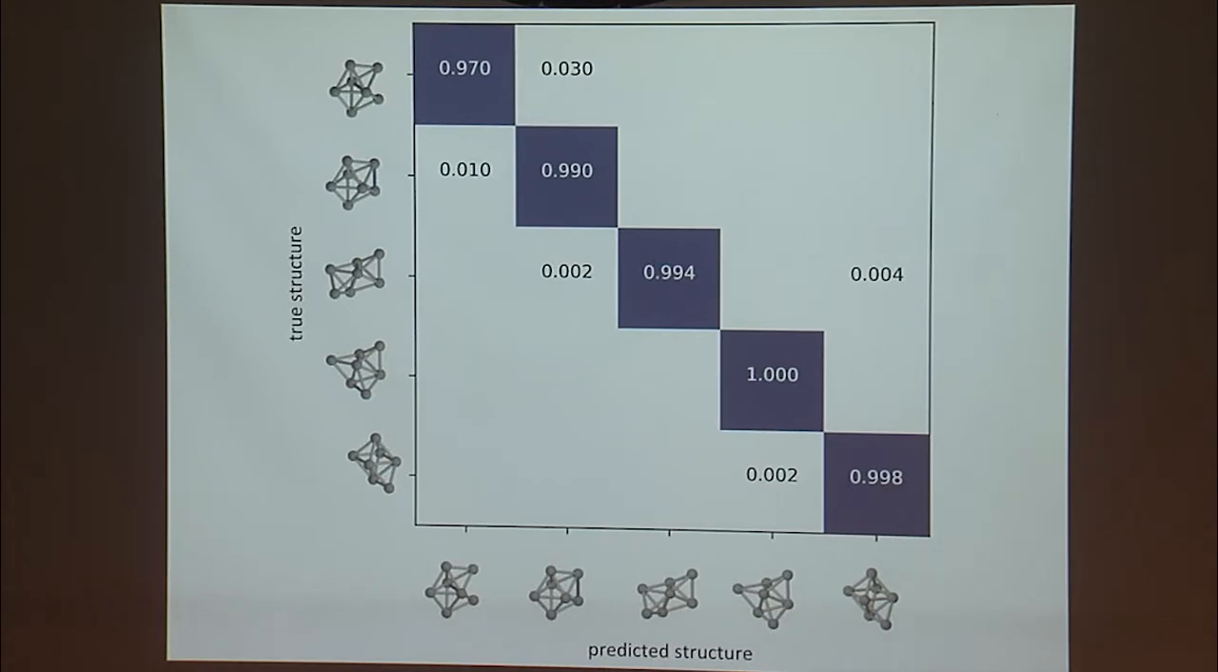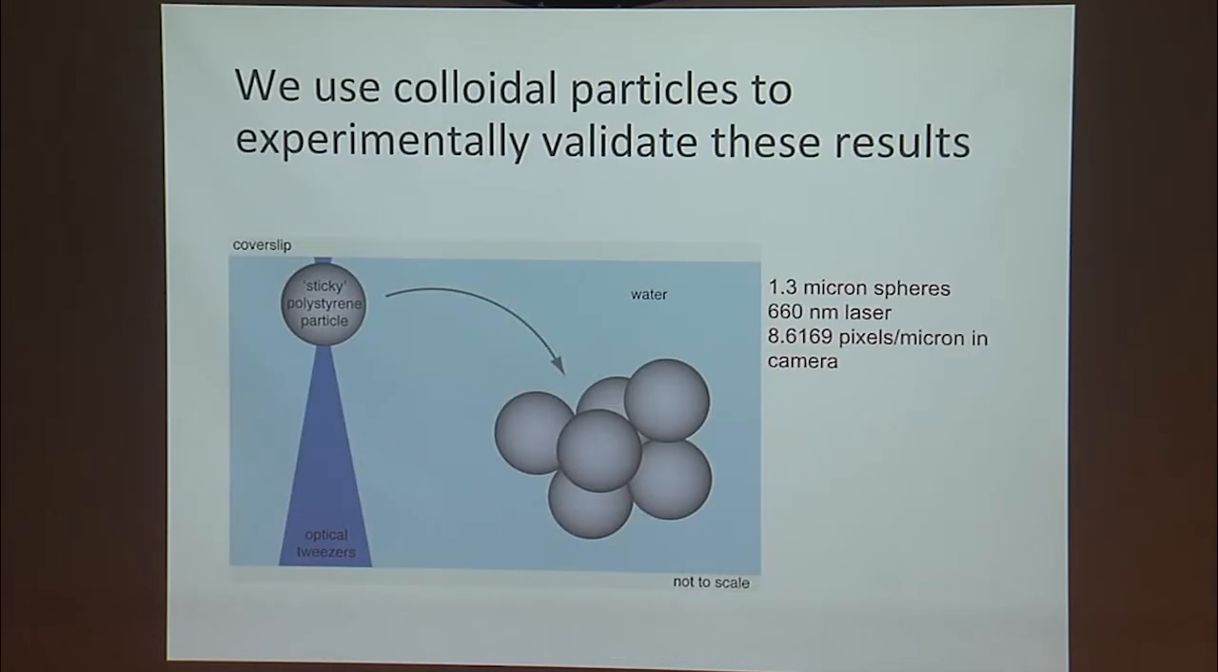This is the confusion matrix on the test set, basically, of the simulations. So this is basically showing you where the errors are. There's some small amount of mixing, which presumably could be eliminated with a bigger test set and more training. But anyway, now the fun part of this is to use an experiment to test this.